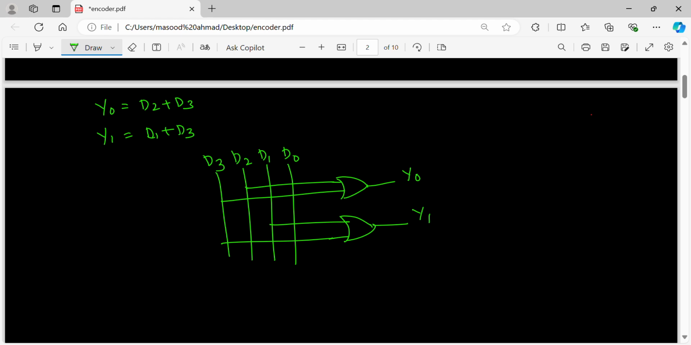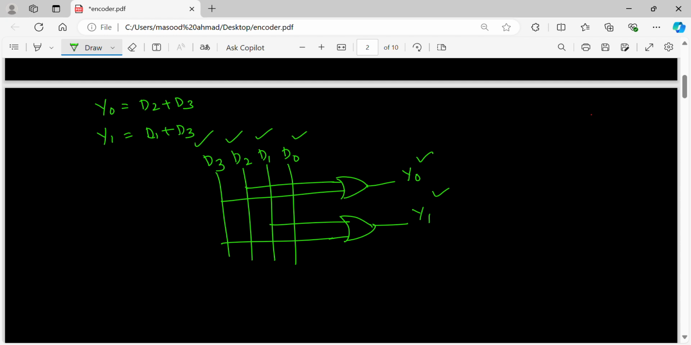So this is exactly how we are going to have an encoder. This is how an encoder can be designed. So how many inputs for the encoder? 4 inputs. What are the 4 inputs? D0, D1, D2, D3. Y0 and Y1 are the outputs. So this is how one can design an encoder.